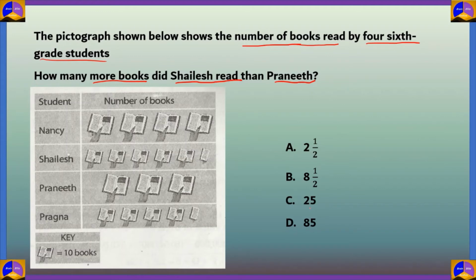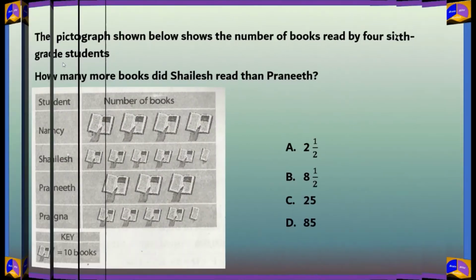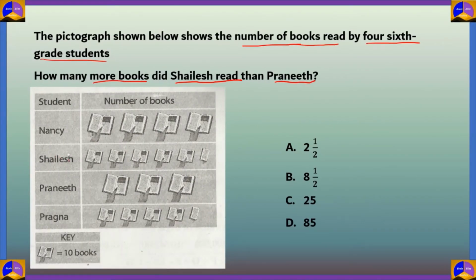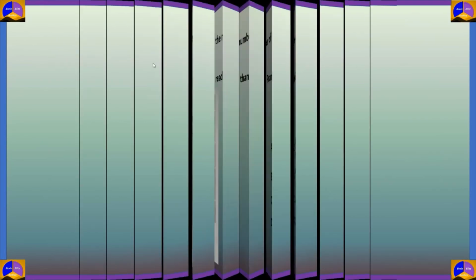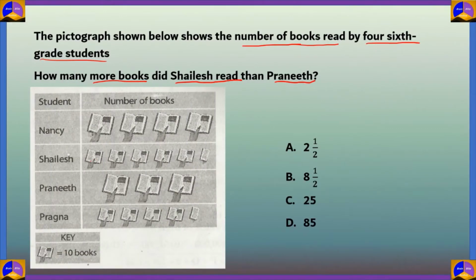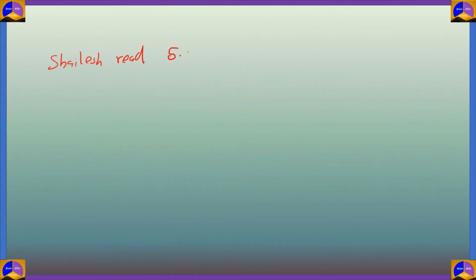So, let's find out how much Shailesh and Praneeth read. Now, Shailesh read. The number of pictures given is 1, 2, 3, 4, 5 and a half. And the key given is 10 books. So, he read 5.5 times 10, which is equal to 55 books.